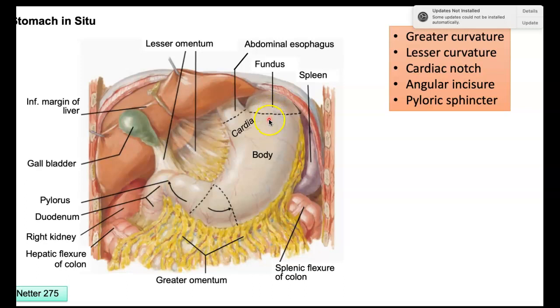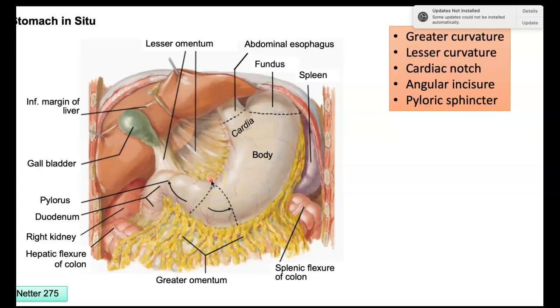Okay, and then the main part of the stomach is the body of the stomach. Okay, and then there are two curvatures of the stomach. This is the lesser curvature and this is the greater curvature of the stomach, right? Now there is a bend in the lesser curvature called the angular incisure.